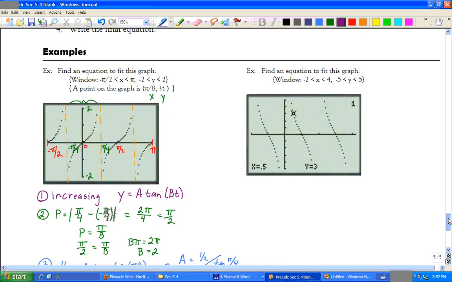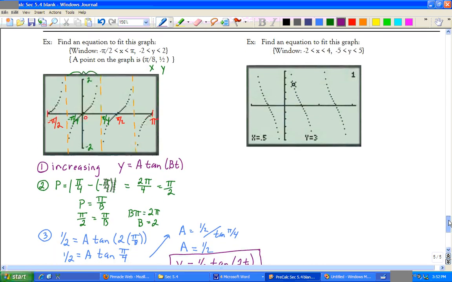Okay, second example, find the equation to fit this graph. This time we're told that our window is from -2 to 4. So let's label that, -2 to 4. Our y is from -5 to 5. And then the information about our point is listed here at the bottom. So our x is 0.5 and our y is 0.3. This one's decreasing, so we have y is equal to a times the cotangent of bt.